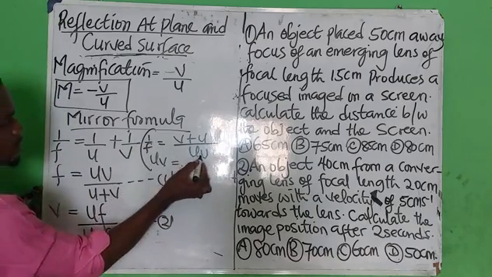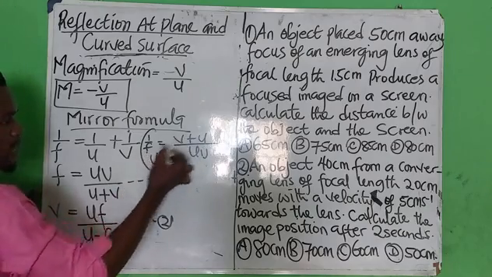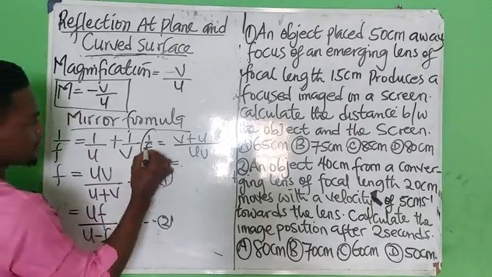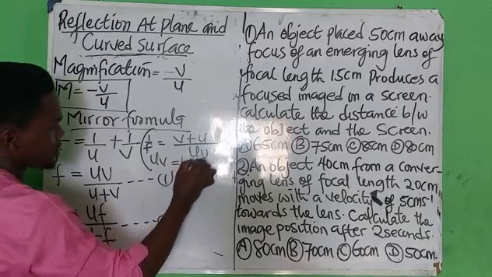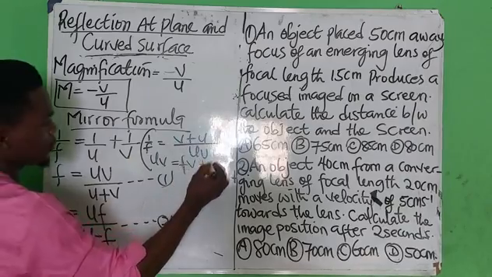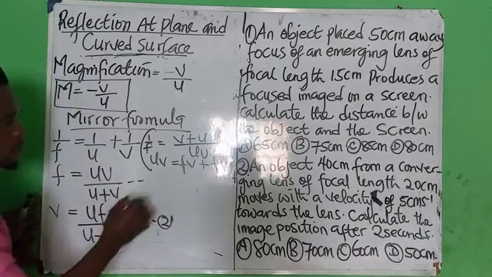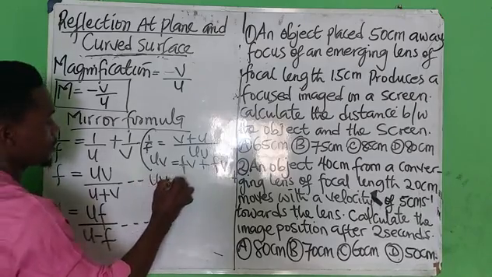So I have 1 times uv is what? uv. So I'll use this f to open the brackets here. I almost made a mistake. So f times v is fv plus f times u is what? fu. Don't forget I have my uv.